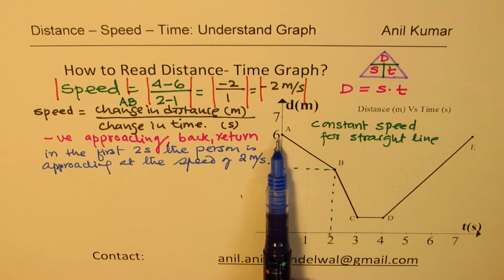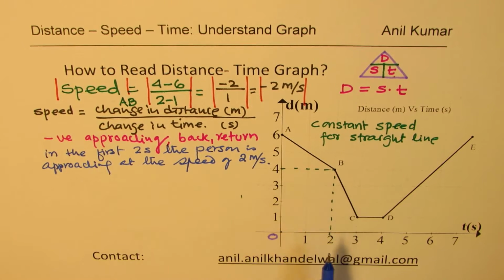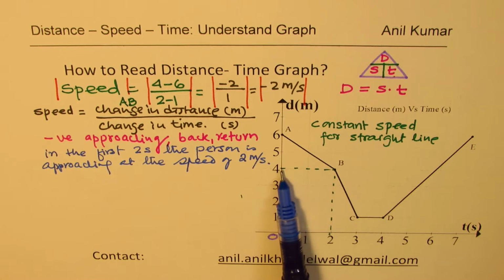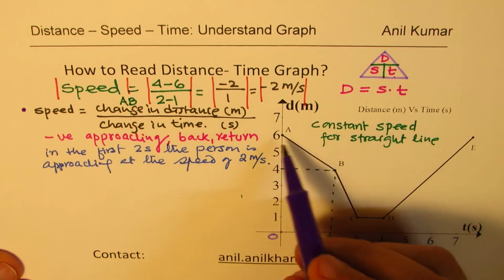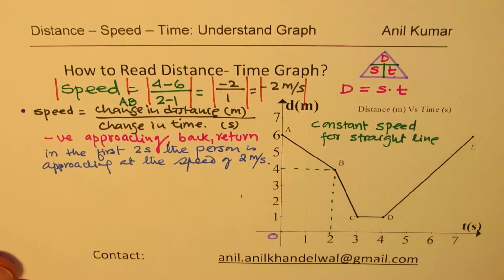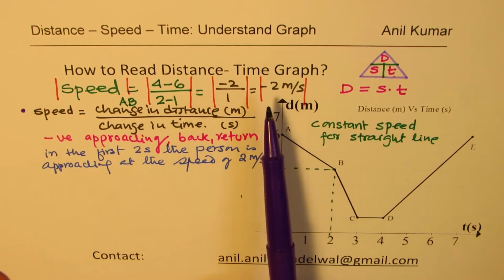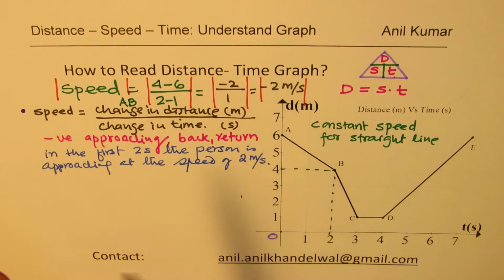To start with, the person was at 6. And now after 2 seconds, the person is at 4. So the distance has decreased, right? So we have discussed one very important parameter which you should always be writing for each and every leg. Correct? So what you notice here is that from A to B and B to C, the distance is decreasing. Speed you will get negative, write as positive.